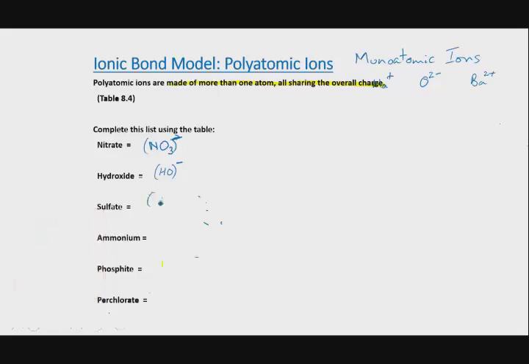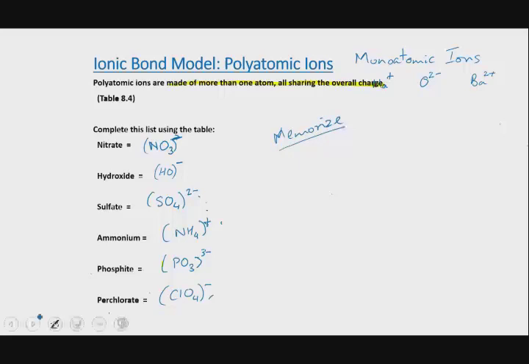Sulfate is SO4, charge of 2-. Ammonium is NH4, charge of +1. Phosphite is PO3, charge of 3-. Perchlorate is ClO4, charge of -1. So please memorize the table of polyatomic ions that is in your book, all of them, so that we can then get to use them.